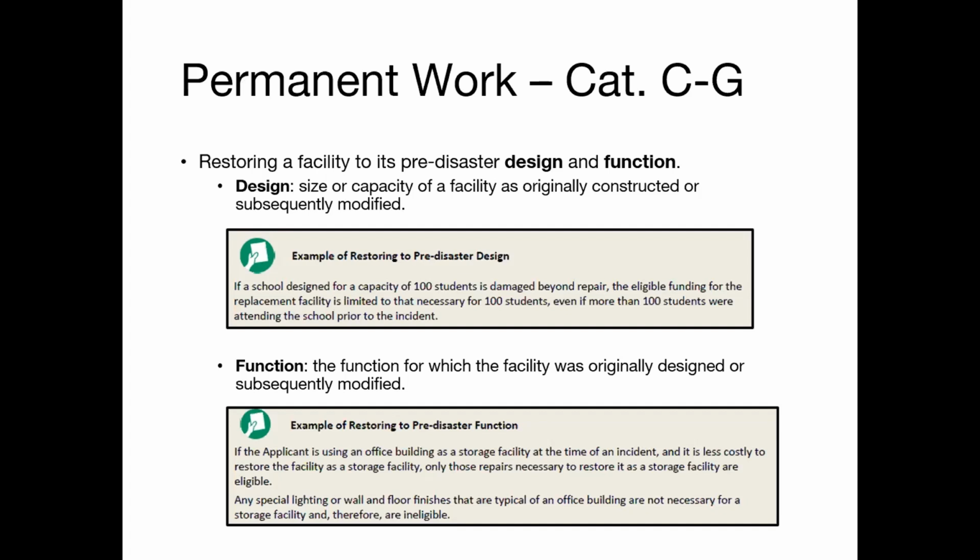Pre-disaster function is the function for which the facility was originally designed or subsequently modified. For example, if you designed and constructed an administrative building but later altered it to be used as a school, then FEMA will treat the building as a school. However, if the facility was not formally altered to provide the function, FEMA provides PA funding to restore the facility to either A, the original pre-disaster function, or B, pre-disaster alternate function, whichever costs less. This can get a bit complex. Identifying the damaged facility will help you navigate the ins and outs.